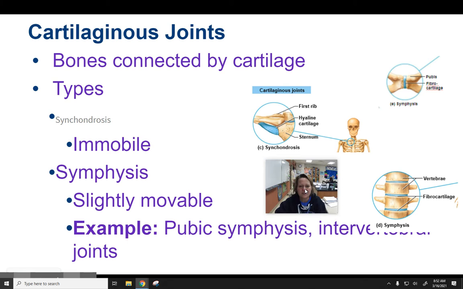So examples of where this would be. Here's one showing the cartilaginous joint in between your sternum and your clavicle. Again, you want some mobility, but you don't want a ton of it, because you want that all to maintain in place so you can have a socket for your humerus. There's the pubic symphysis, and here are the joints between the vertebrae.